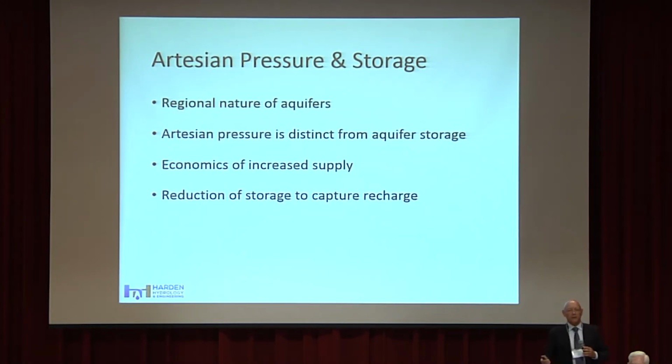So when you're talking about artesian pressure and these dipping aquifers, it's really important to do a couple of things. The first one is realize the difference between pressure and storage. Those are 2 different things. We also want to keep in mind the regional nature of these aquifers, and the economics of increased supply. How does that economics factor in? And lastly, a concept that is common to every aquifer on Earth, the necessity to reduce storage, to capture recharge, and create sustainability.